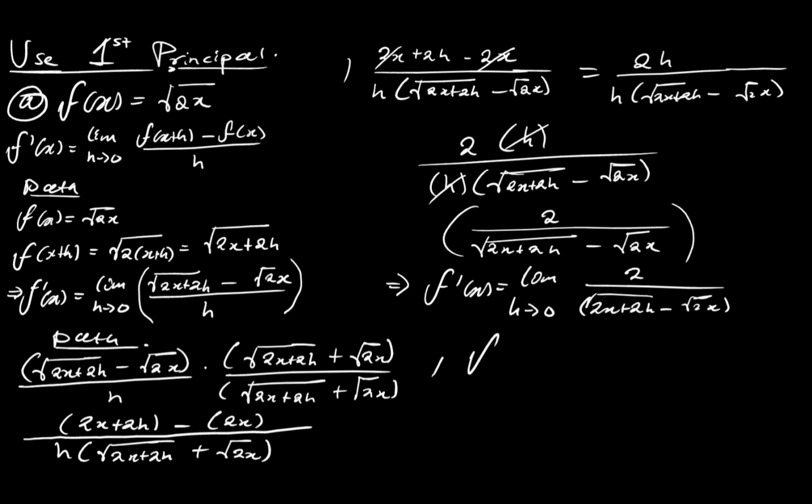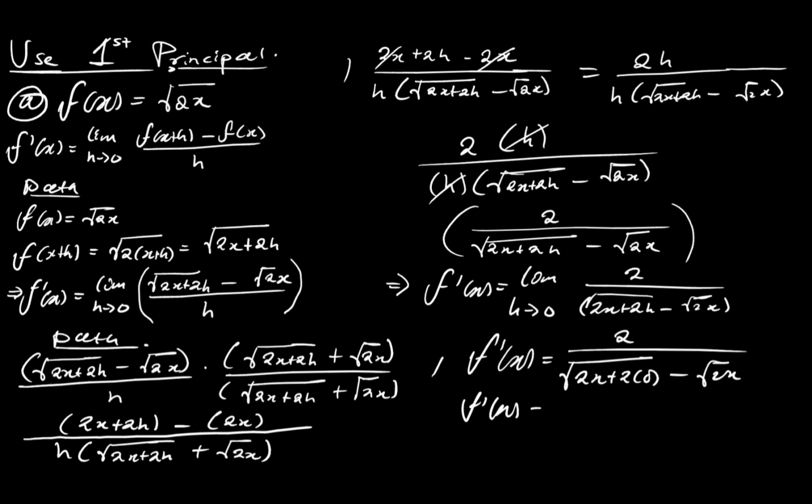So f prime of x is equal to 2 over root of 2x plus 2 times 0 plus root of 2x. This would be a 0, so no need of including it. It's going to be root 2x plus... I made a mistake earlier: when we collected the bottom, I wrote a minus instead of a plus, so it should be a plus there. Sorry about that error, but I hope you follow through.